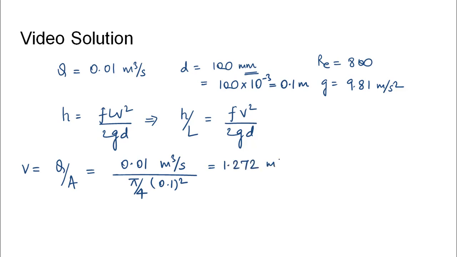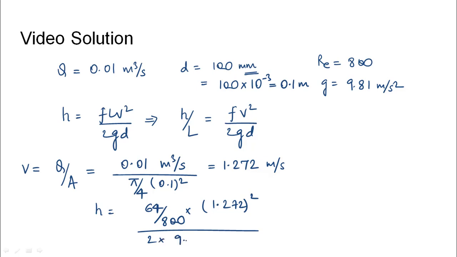Substituting the value here, we would get the value of V as 1.272 meters per second. Head loss would be equal to 64 divided by Reynolds number, that is 800, into V square, that is 1.272 whole square, divided by 2 times g, that is given as 9.81, and D, which would be 0.1. This would give the value of head loss as 0.06597. This is per meter length head loss.